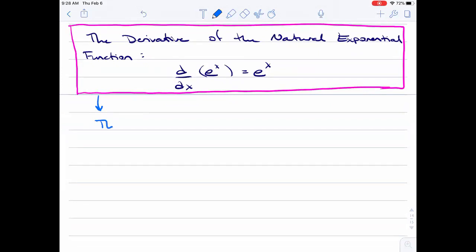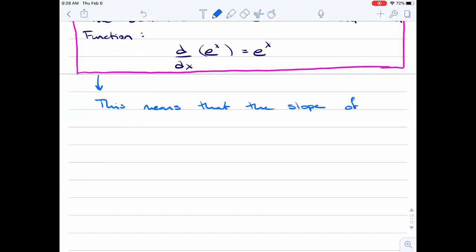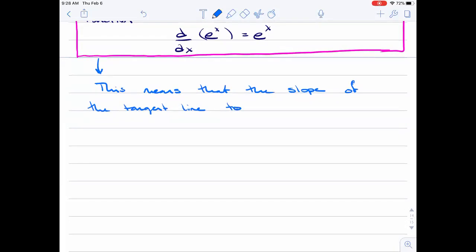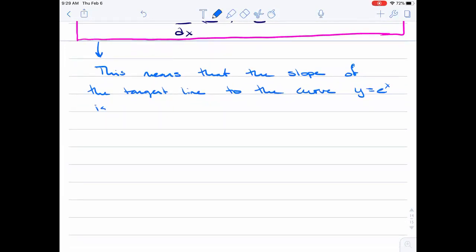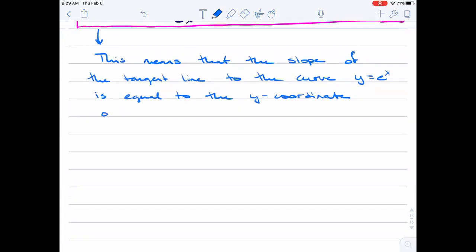So this means that the slope of the tangent line to the curve y equals e to the x is equal to the y coordinate of the point. Which is pretty cool.